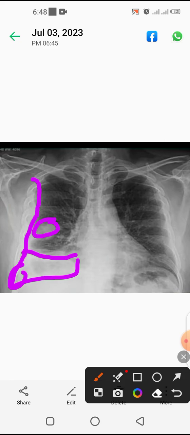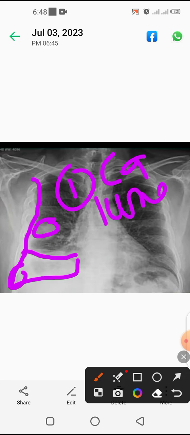So the first differential that would come in your mind is number one, the CA lung. Yes, CA lung. If this patient is an aged patient, let's for example say more than 50 years of age, and he is having hemoptysis or signs and symptoms suggestive of malignancy, or the patient is having a diagnosed case of cancer somewhere else in the body, then the first differential will be CA lung, because there is opacity with effusion. So CA lung, either primary or secondary.